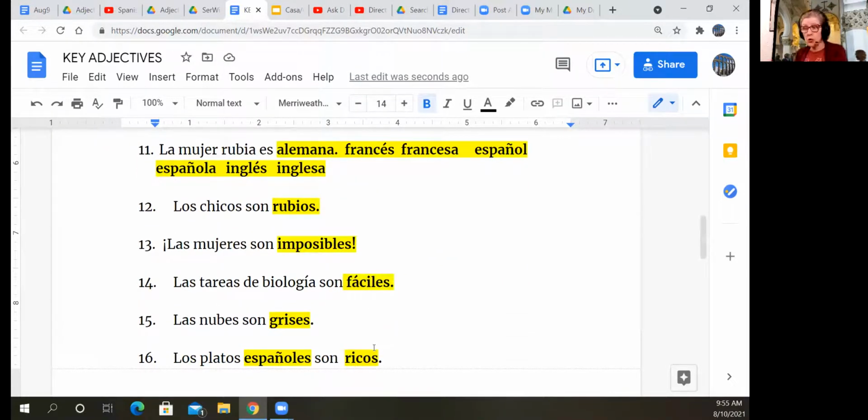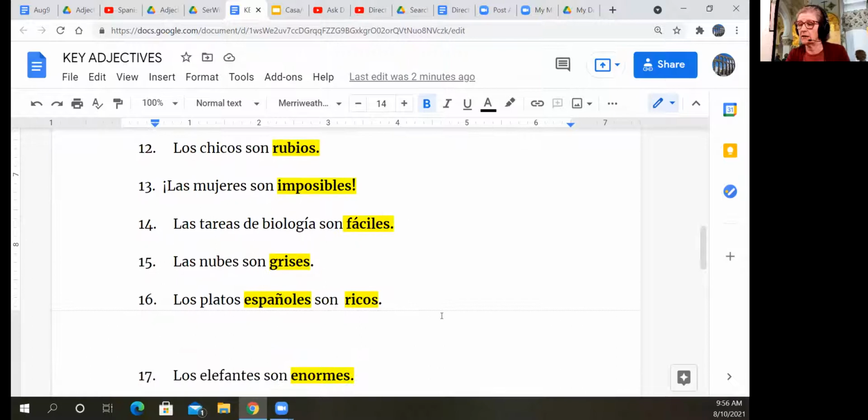Los chicos son rubios. The boys are blonde. Las mujeres son imposibles. Imposible is the same for masculine and feminine, but I need to make it plural. I have to add an S onto the end. Número 14. Las tareas de biología son fáciles. Fácil ends in an L, so it's the same for masculine, feminine. I need to make it plural because tareas is more than one.